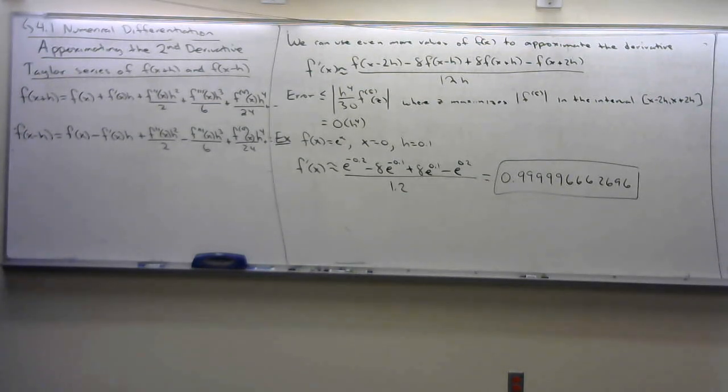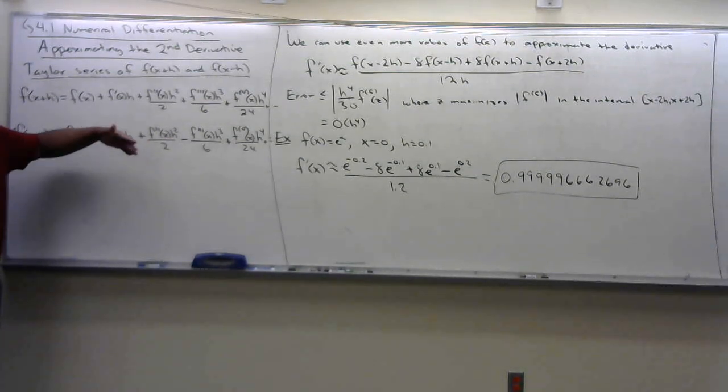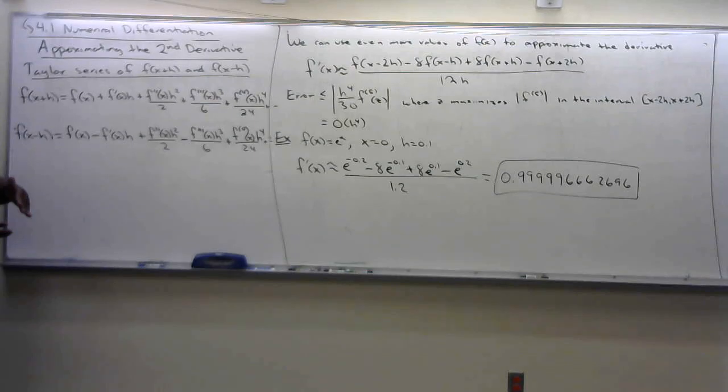Now, remember what we just got through doing. I want to be able to find the second derivative. I want to use these two equations for these two Taylor series. And I say, okay, wait a minute, I noticed something. There's a second derivative right here, and here's the second derivative right here as well. Can I add these two formulas together? And the answer is I can.